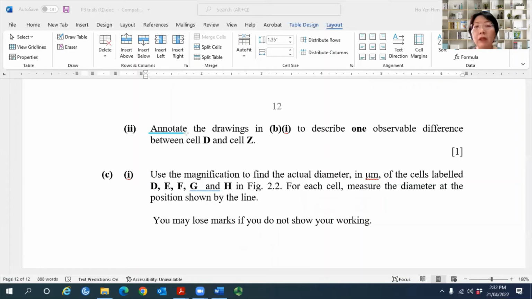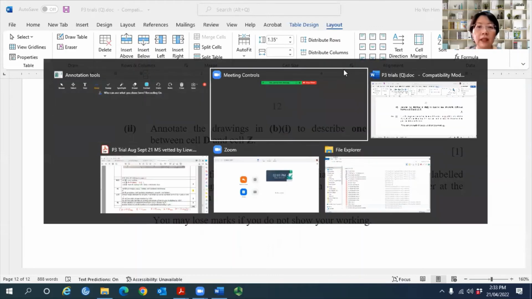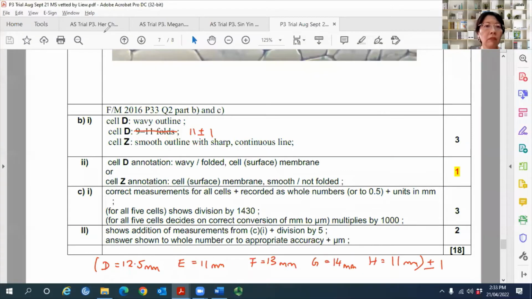Annotate is the same as label, but instead of giving the name, label means you name the structure. Whereas annotate, you don't name the structure, you describe the structure. So you do it in the same way. That means to say that, okay, you see how the sample students answer. Okay, let's see sample student answer.